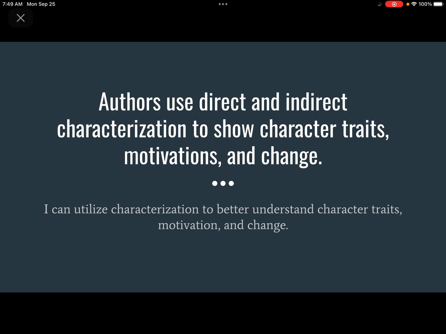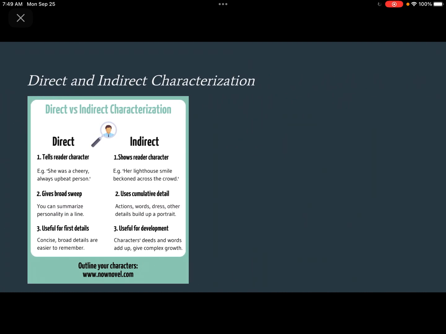So there are actually two kinds of characterization. The first is direct, and this is where the author is writing something specific. So if you look over there, it tells the reader directly, she was a cheery and always upbeat person. You don't have to read anything into that statement. The author is telling you directly, this is who they are. And so it's very direct. You see it a lot in short stories that the author will tell you this.